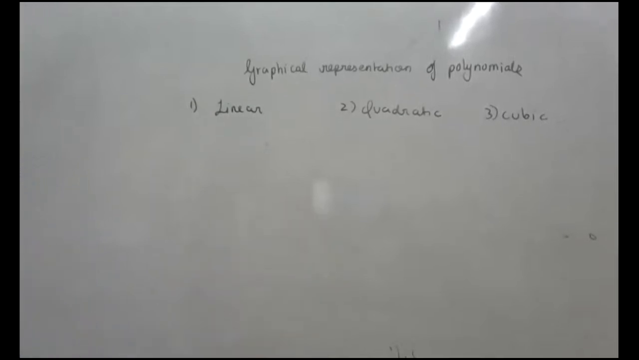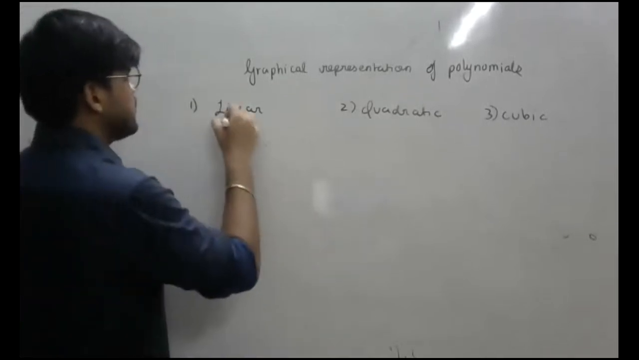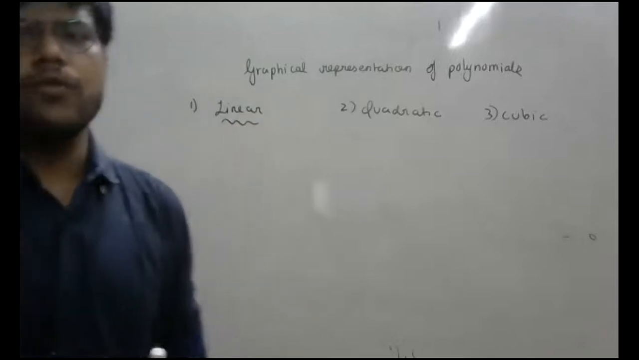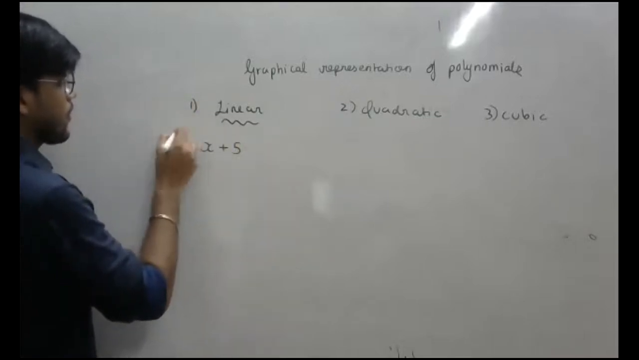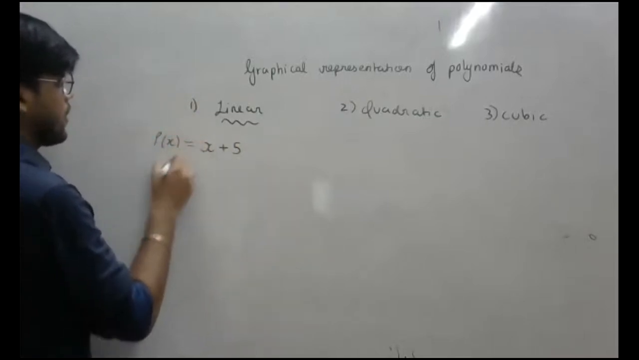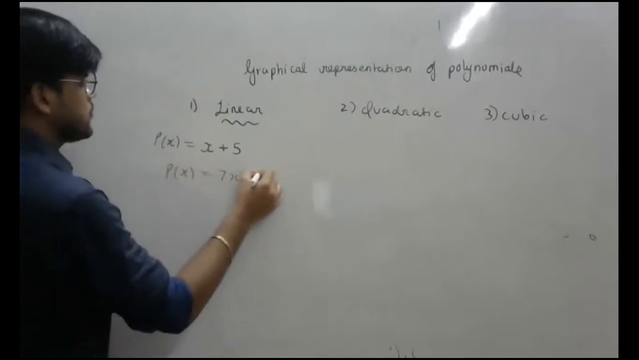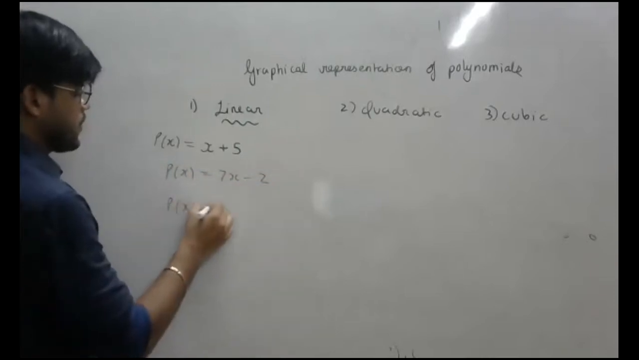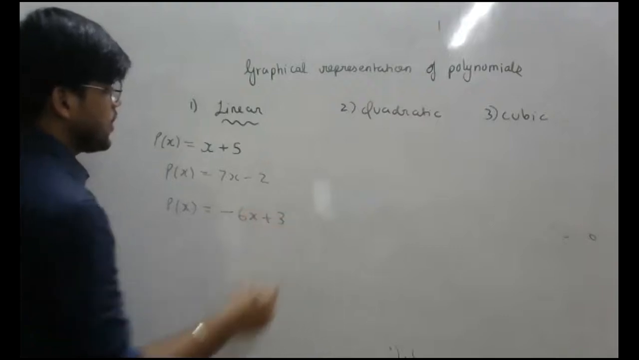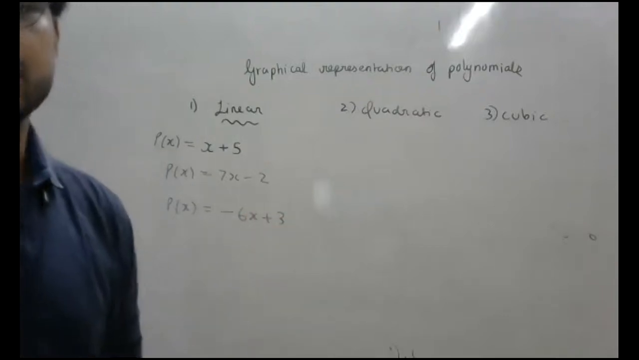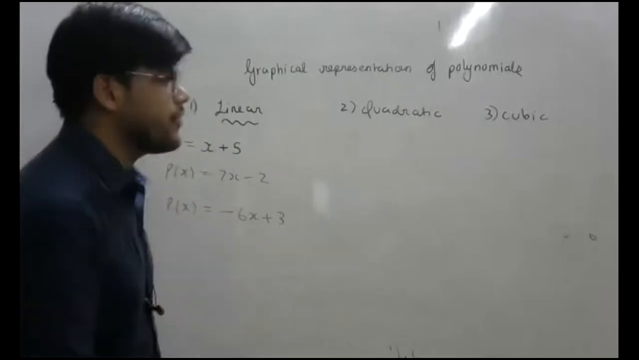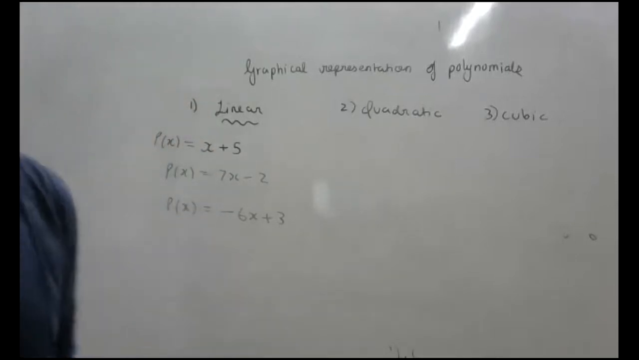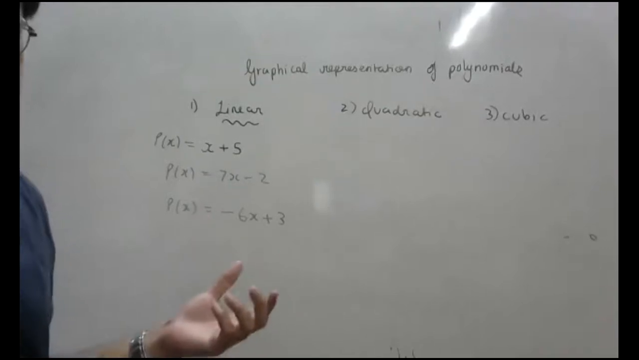Now we'll understand each one. A linear polynomial, whenever represented on a graph, will always form a line. A linear polynomial like x plus 5, 7x minus 2, minus 6x plus 3. All these polynomials are linear. They are considered linear polynomials, and when you plot them on a graph, you will always get a straight line. I'll show you the graph also.